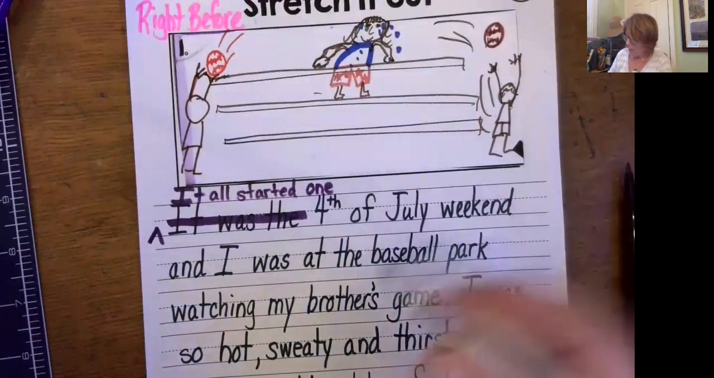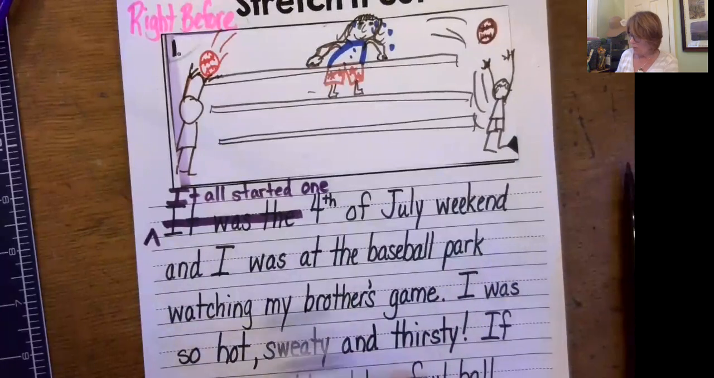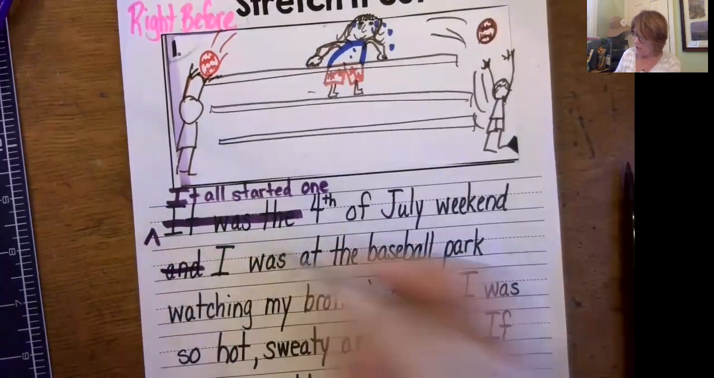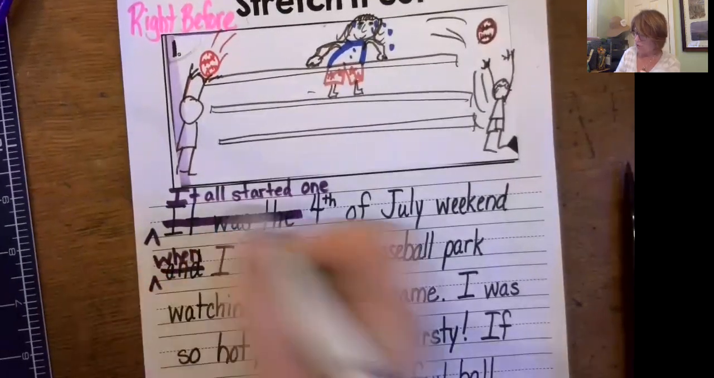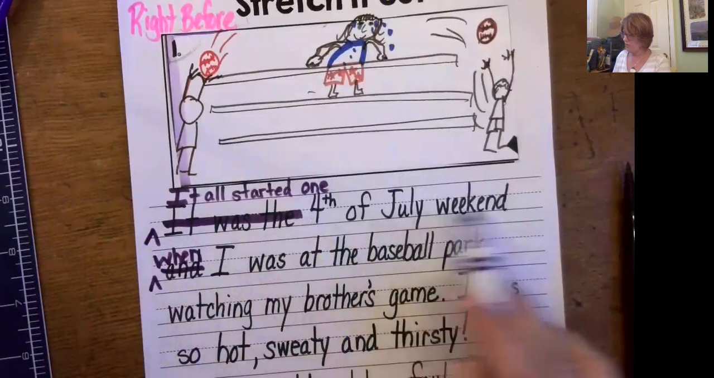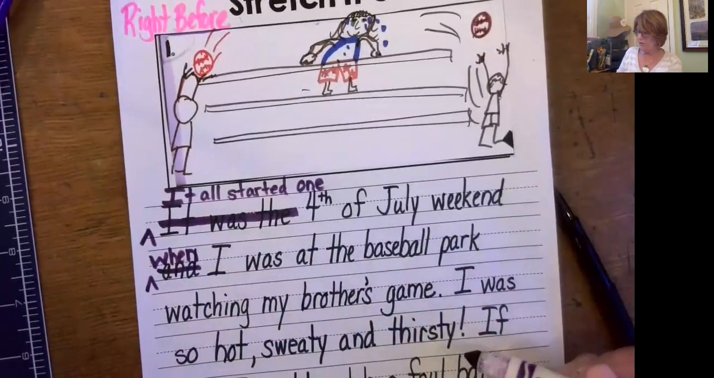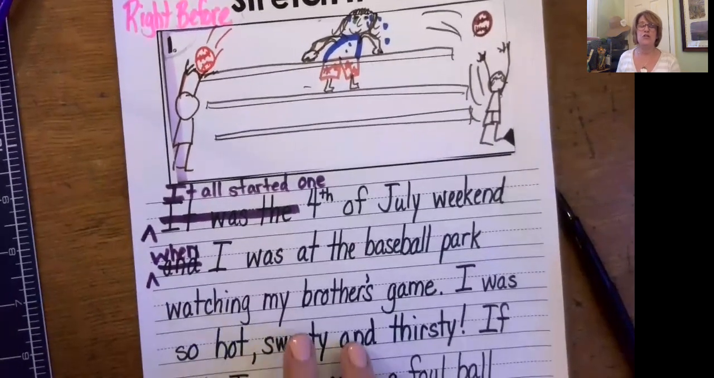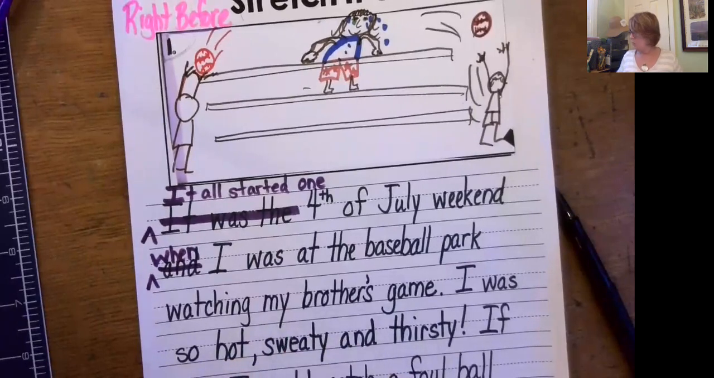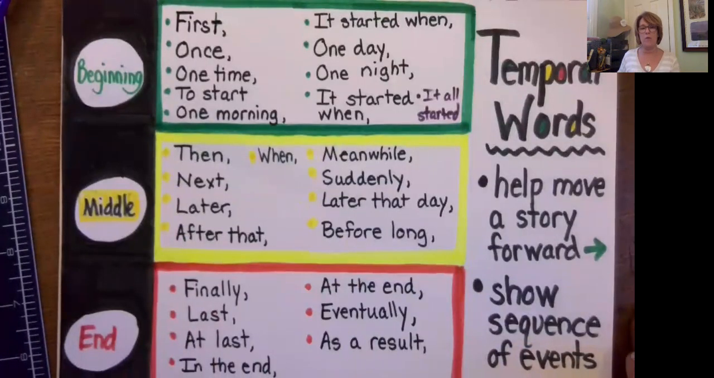And instead of saying, and I was at the baseball park watching my brother's game, I'm going to change it to make it sound better and add my carrot. I'm going to say when, and let's see if this works. It all started 4th of July weekend when I was at the baseball park watching my brother's game. I like that. Put me on pause. I want you to read your writing, and I will put up the temporal word chart so that you can use it to pick one. So put me on pause.